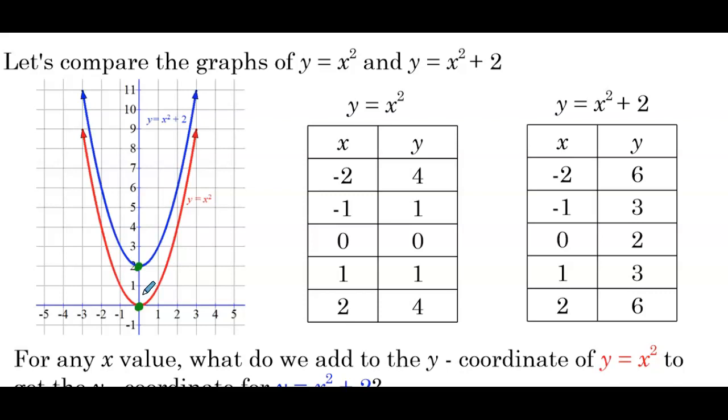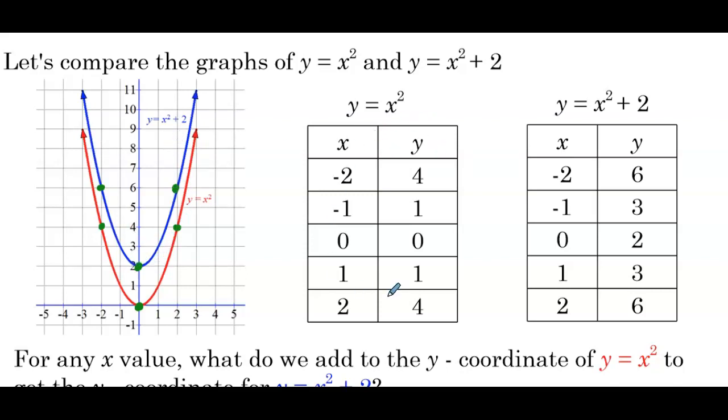But let's see if that rule follows for all of the points on the parent function. For instance, if we take the point (2, 4) and add 2 to the y-coordinate, we should get the point (2, 6), which we do. If we take (-2, 4), add 2 to the y-coordinate, we should get (-2, 6). And we can do that for every point on the parent function in relation to the translated graph.